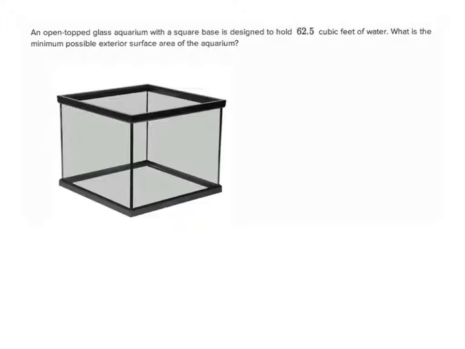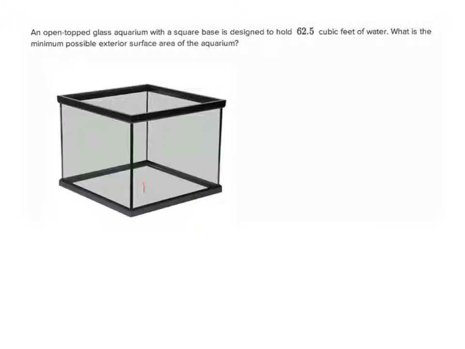Right here we have an open top glass aquarium with a square base that is designed to hold 62.5 cubic feet of water. What is the minimum possible exterior surface area of the aquarium? Now, the fact that the aquarium is open topped is very important, okay? So it's got a bottom to it and it's got four sides, okay? But it doesn't have a top.